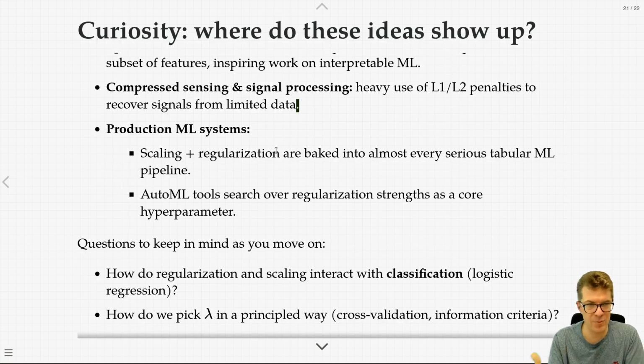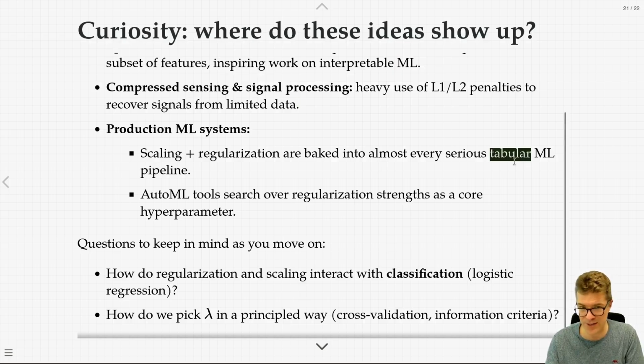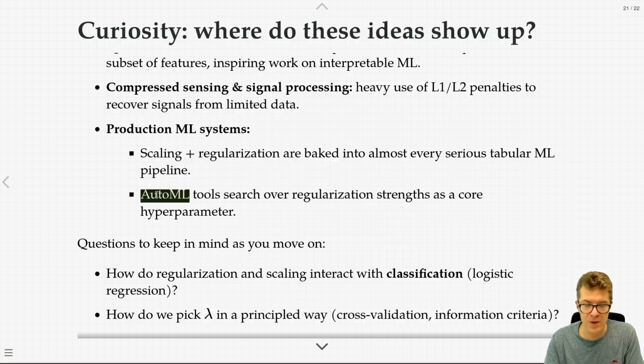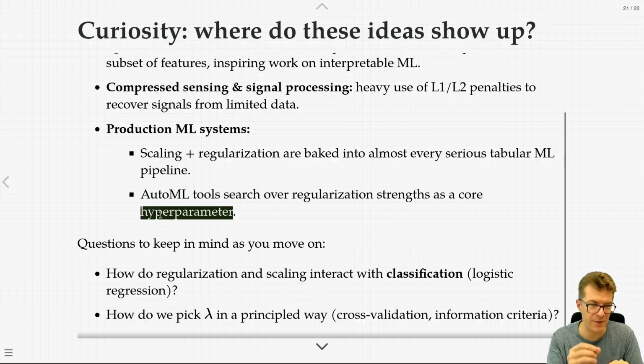And again, in production, these are all tools that we're talking about that are extremely practical. So scaling, regularization are fairly well encapsulated within these libraries now, and they often are baked into almost every serious machine learning pipeline, tabular or otherwise, actually. And lots of tools that exist allow you to find the values of lambda that are the best. Like here, we kind of fiddled with it by hand a little bit, just because this is an introduction. But there's lots of ways you can optimize them.